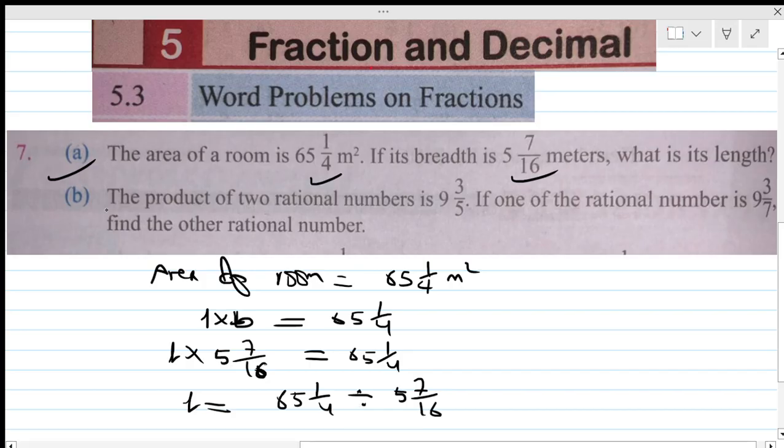Right, and now in number B, the product of two rational numbers is 9 whole number 3 by 5, and one of them is 9 whole number 3 by 7. So find the other rational number. It is very much the same. Right, so we consider the rational numbers as A and B.